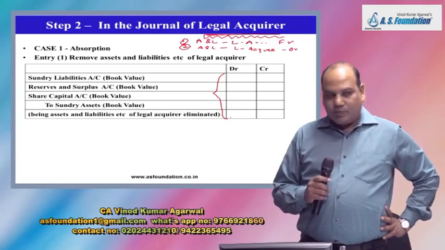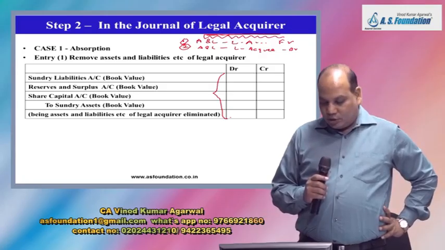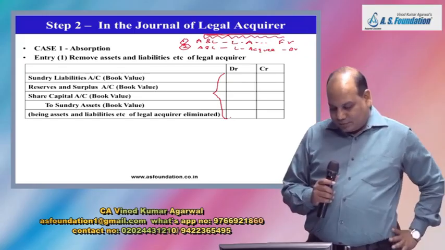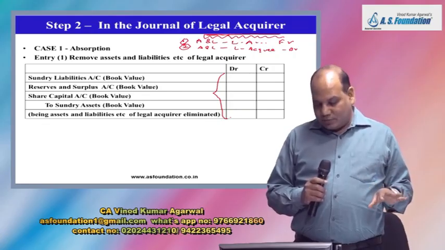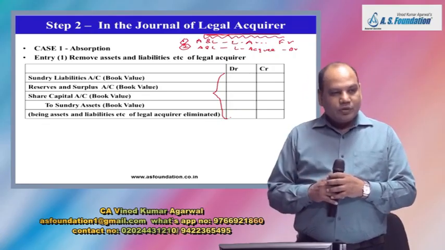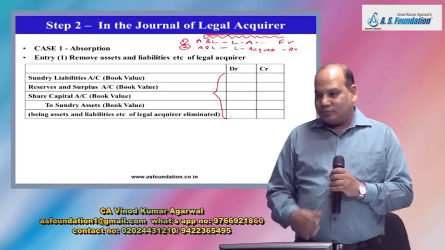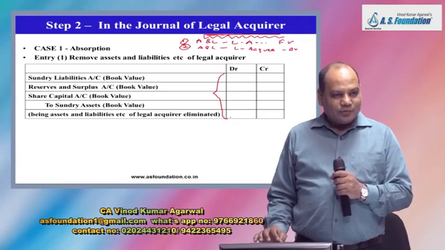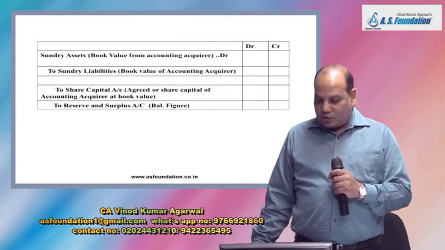Sundry liabilities account debit book value. Reserve and surplus account debit book value. Share capital account debit book value. To sundry assets. Reserve and surplus means other equity, OCI, whatever is given, debit. To sundry assets book value. Being assets and liabilities etc. of legal acquirer eliminated. So now the balances are zero. Start fresh. This is only for accounting purpose.